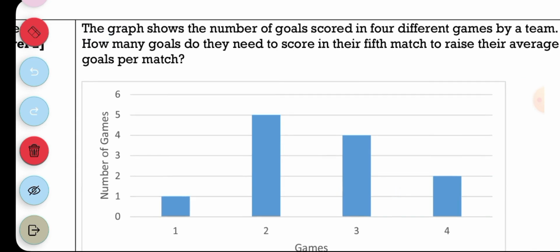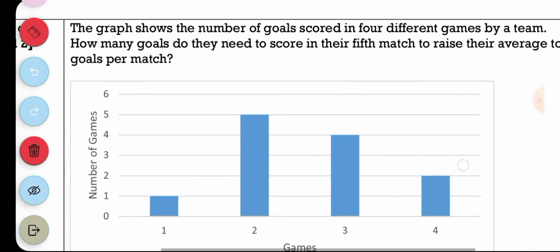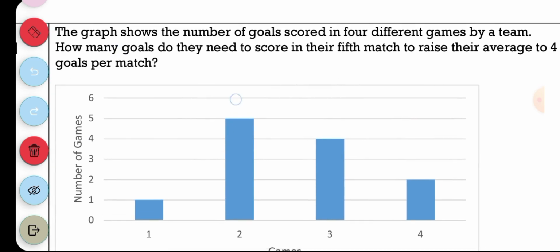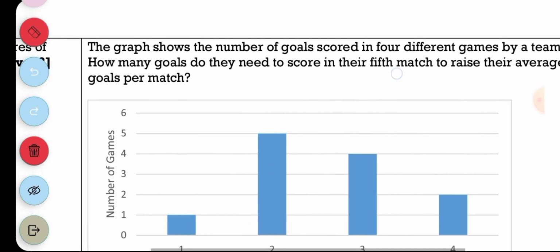So with this question, it says the graph shows the number of goals scored in 4 different games by a team. How many goals do they need to score in their 5th match to raise their average to 4 goals per match? We've actually been given the mean, which is 4. And we've been told that they actually played 4 matches and they need a fifth match to raise their average to 4.